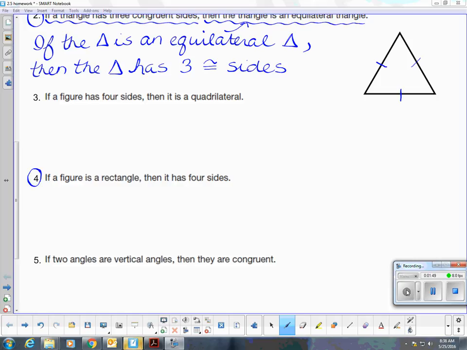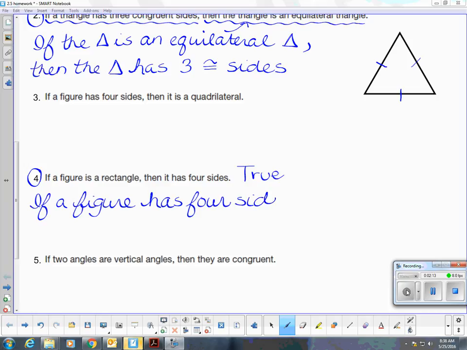Number 4: if a figure is a rectangle, then it has 4 sides. Well, we know that that is true. We know every rectangle does have 4 sides. The converse would be, if a figure has 4 sides, then the figure is a rectangle.